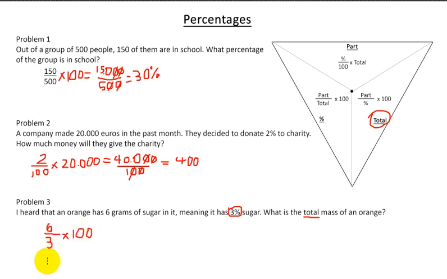Here, if you want to simplify this 6/3 right away into 2, and then say 2 times 100, you could do that. That's just fine. You could do this just fine. But for the sake of keeping this the same way that we've been doing it up until now, we're going to do 6 times 100, making 600 over 3.